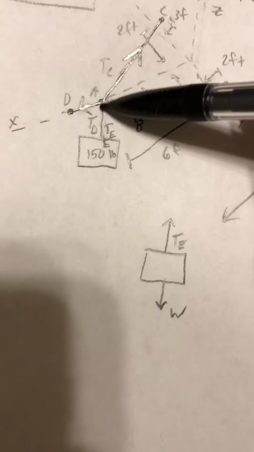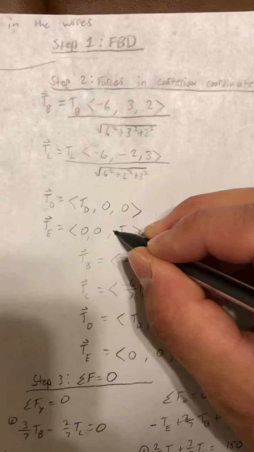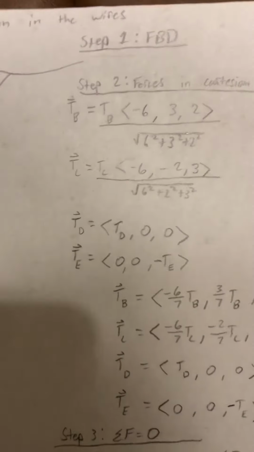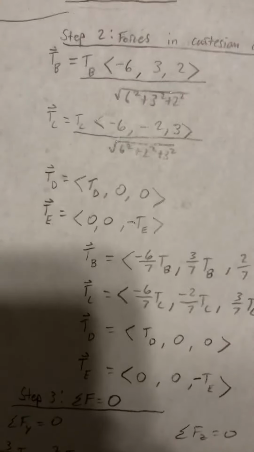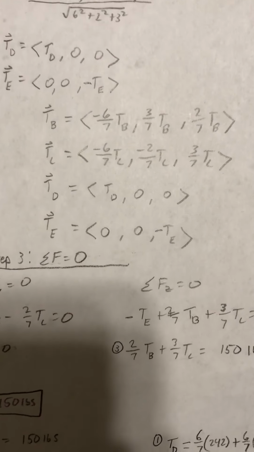The next one is TE, and this one only goes in the z direction, the negative z direction. And so the negative TE is the only value we're going to have. The others are 0. And so I just rewrote it right here to make it a little bit more organized.